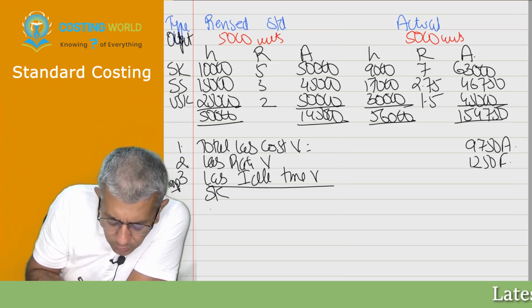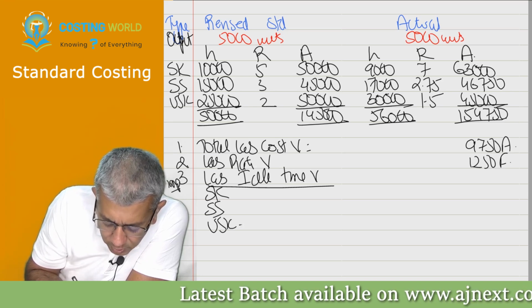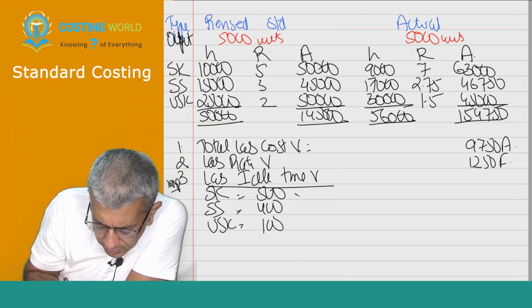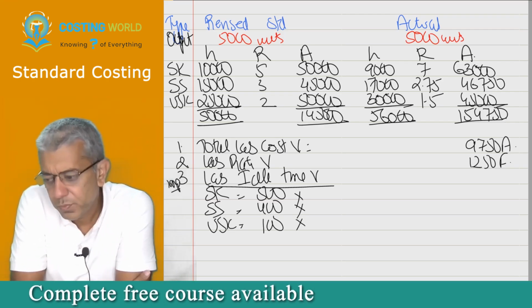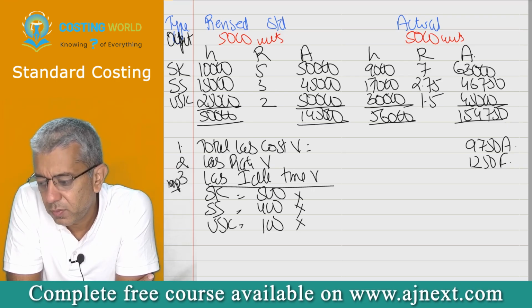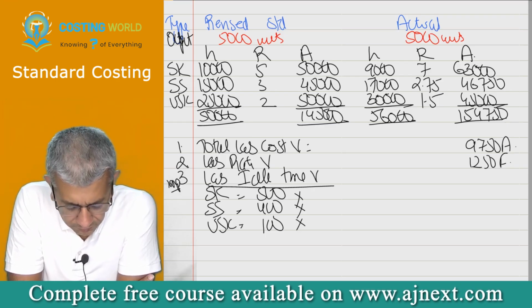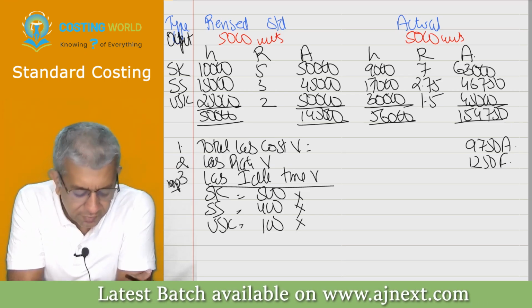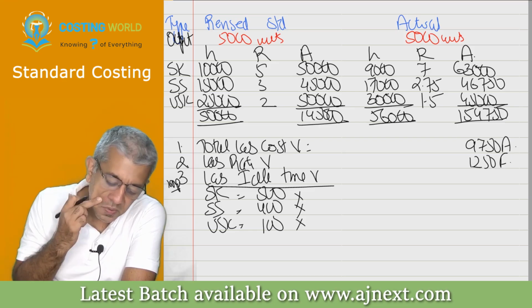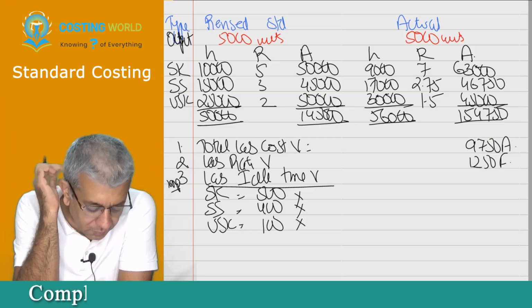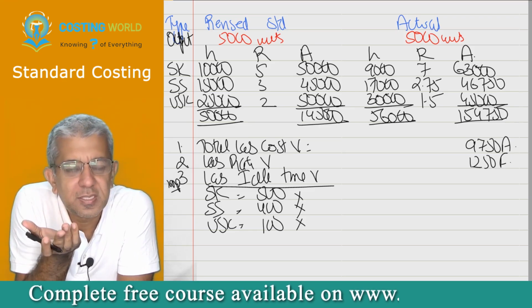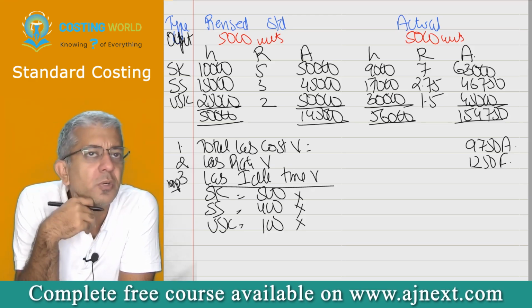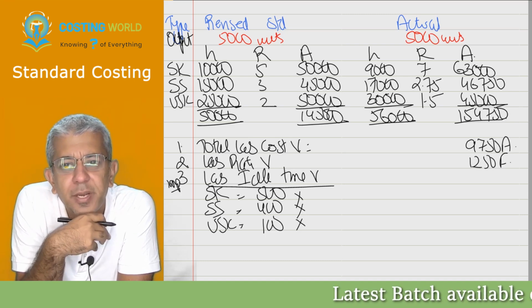Directly pick up actual idle hours for skilled, semi-skilled, unskilled and write them down. Actual idle hours are 500, 400 and 100. Obviously, these are hours, beta. Standard idle hours are always 0, so you directly pick up actual idle hours and then proceed. But to get at the variance, you have to multiply by some rate.